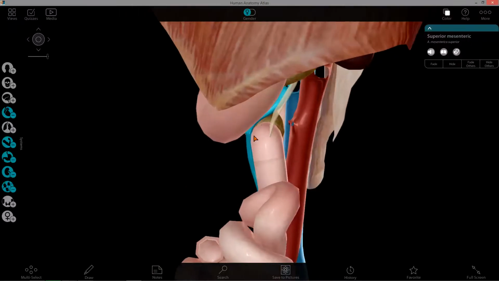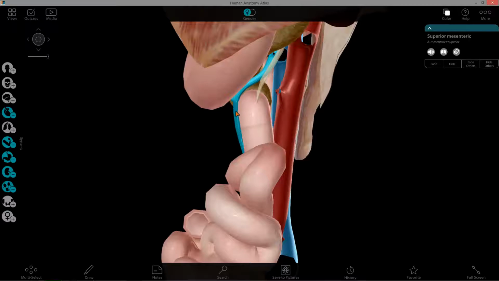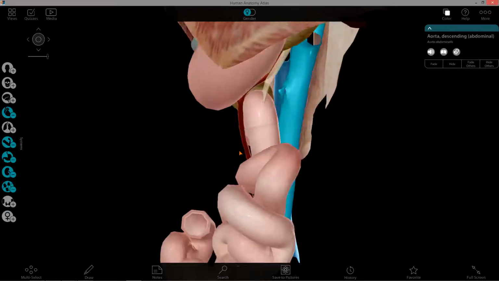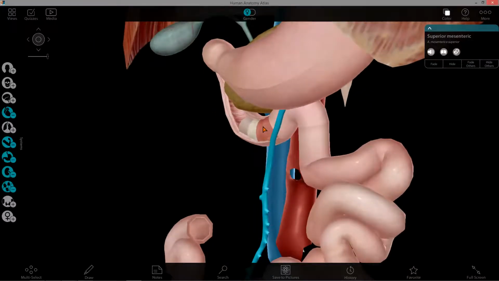And so you can see that the third section of the duodenum is wedged between the superior mesenteric artery here and the abdominal aorta here, this transverse section right here. And that can be a potential point of constriction, say if you had an aneurysm of the abdominal aorta pushing the third section of the duodenum against the superior mesenteric artery.